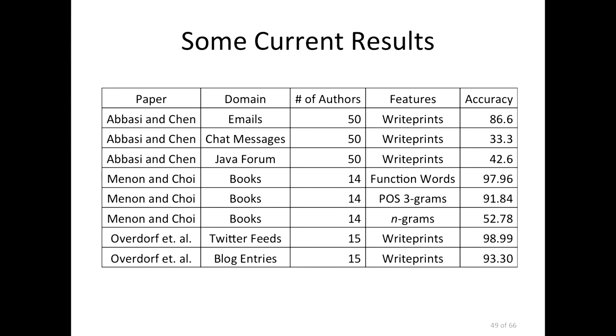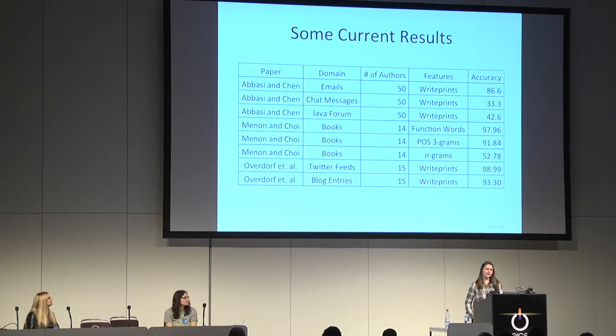So I said we're really good at this. We are. You can see across a bunch of domains, with emails, we get 86% accuracy. The bottom two lines are my own work, getting a 98% accuracy, almost 99%, with Twitter feeds. And using blog entries, we get about a 93% accuracy. So we do pretty well. The lower accuracies for chat messages and Java forum comments are because they're using a smaller amount of text for the testing document. And as Rachel mentioned in the beginning, you want something closer to 500 words for your testing documents.